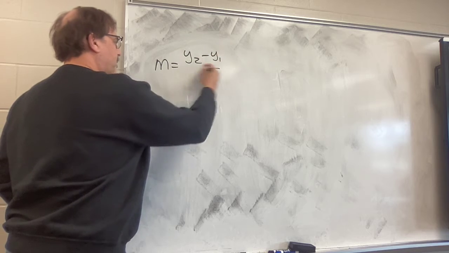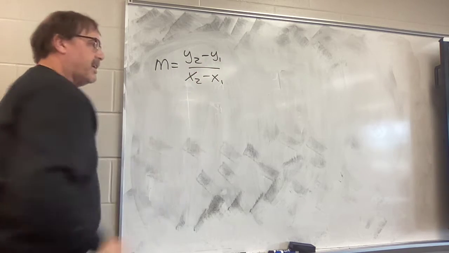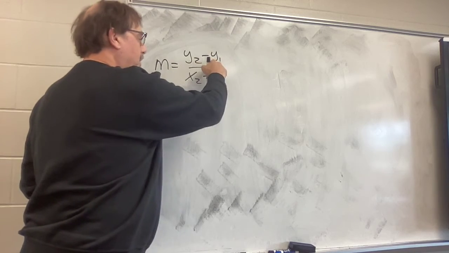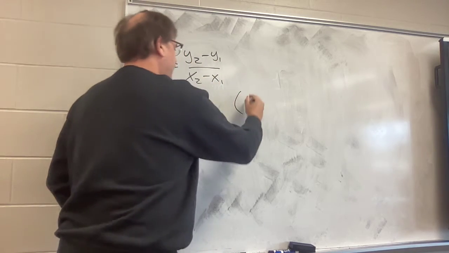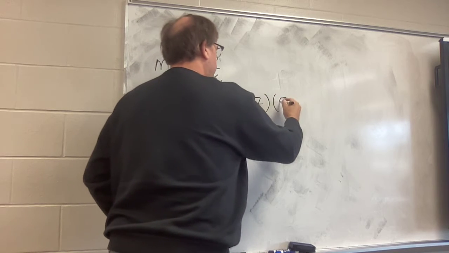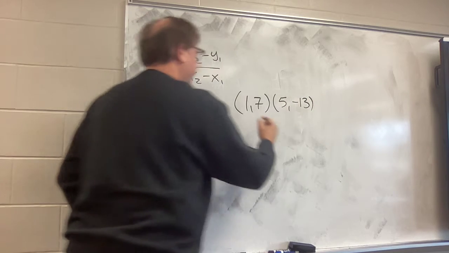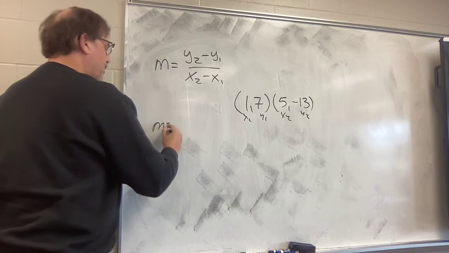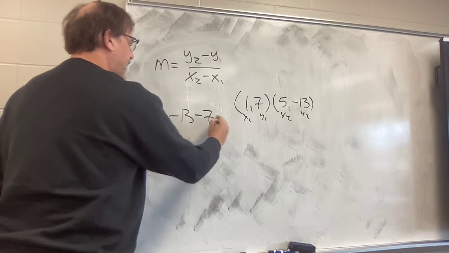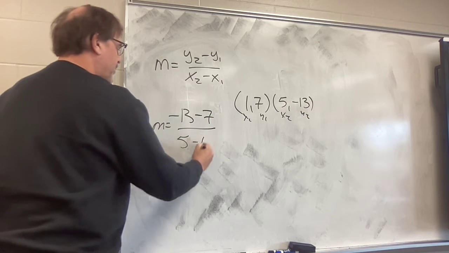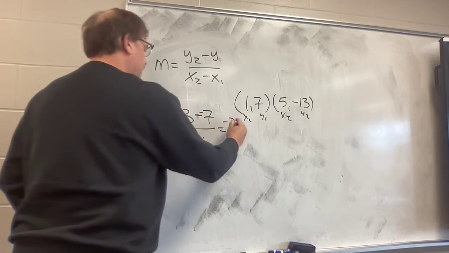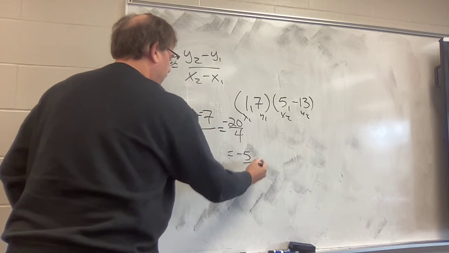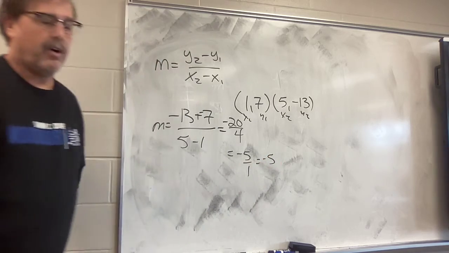Has anyone noticed how dirty the board is? You've probably not noticed that. The slope formula is y2 minus y1 over x2 minus x1. I said that wrong. I'll edit that out later. x1, y1, x2, y2. Slope equals negative 13 minus 7 over 5 minus 1. That is negative 20 over 4. I would accept that, or you could reduce it to negative 5 over 1 or negative 5. All are acceptable.